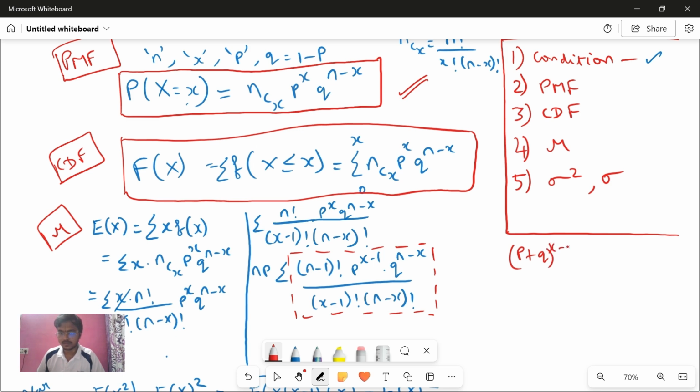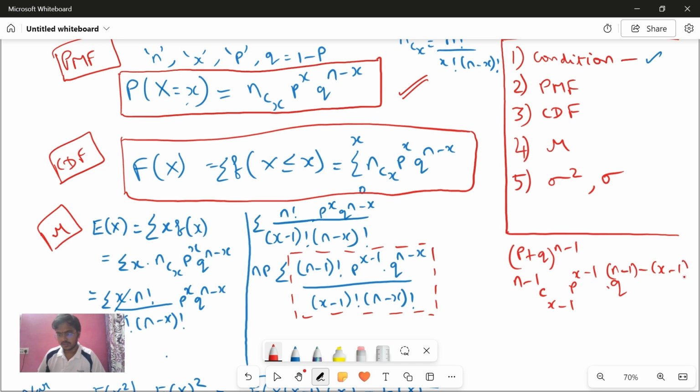P plus q power x minus 1. How will you expand this? Sorry, it's not x minus 1, it's n minus 1. Okay, how will you expand this? n minus 1 c x minus 1 into p power x minus 1 into q power n minus 1 minus x minus 1.